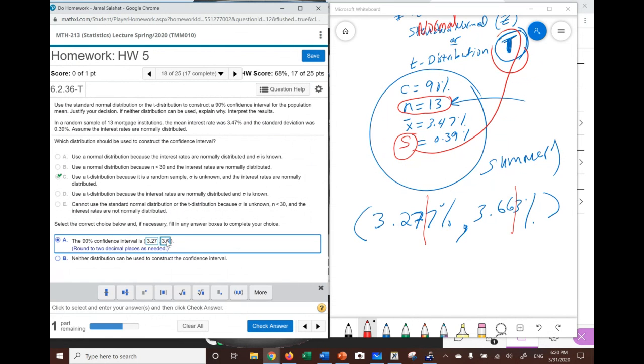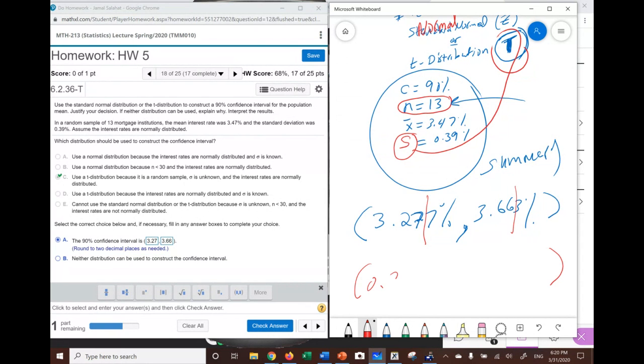and 3.66. Now, this is the question where I said I'm going to talk about this. This should be a correct answer. But somebody may come back and say, no, I want to write the interest rate as a decimal, which is 0.03277 and 0.0366, whatever.